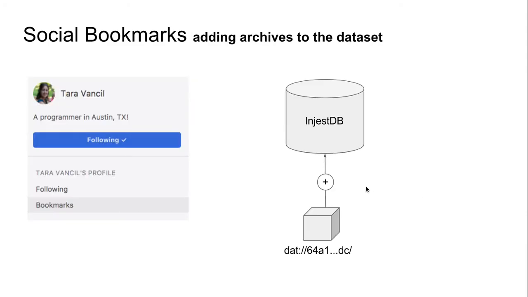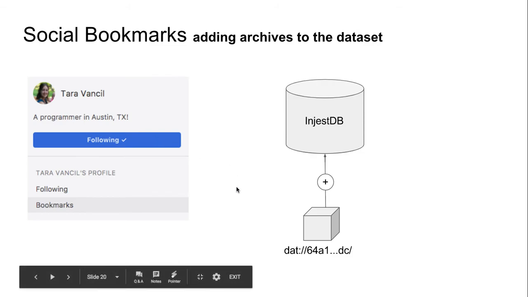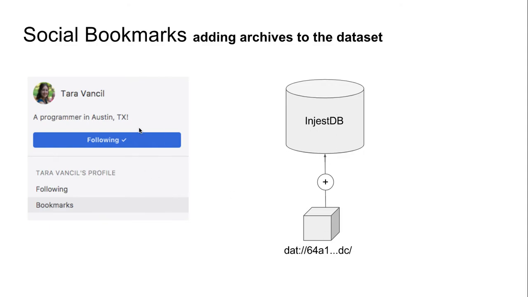If you want to add an archive into the data set, we've done a pretty simple social metaphor where you follow somebody, and that causes the archive to be added into the InjestDB source set. And so now, after following Terra, if I do a general query against the InjestDB's tables, it'll include her data along with anybody else that I've followed, along with my own data. And you can, of course, create subsets of the view by using indexes.